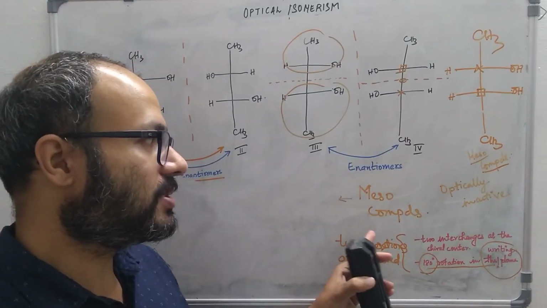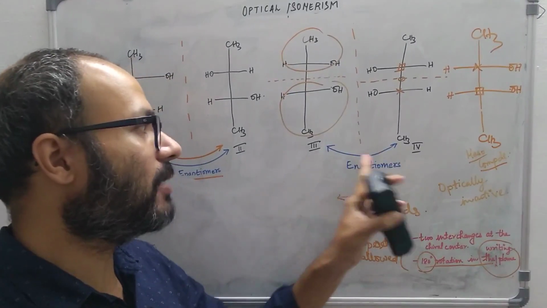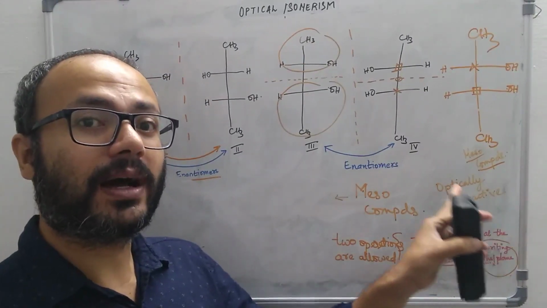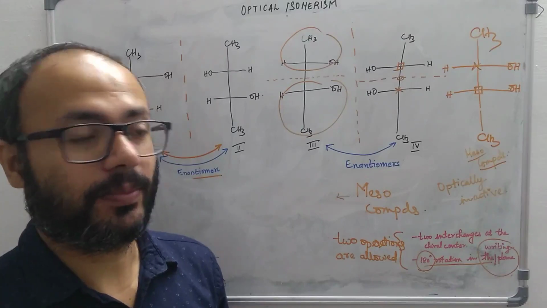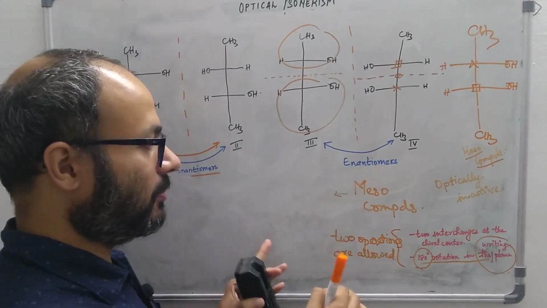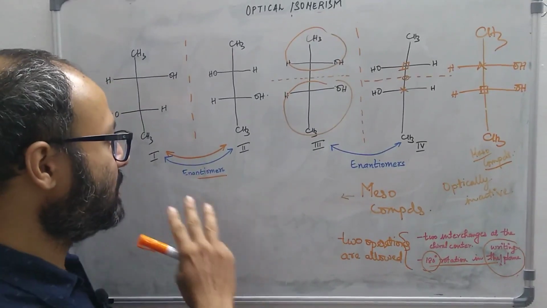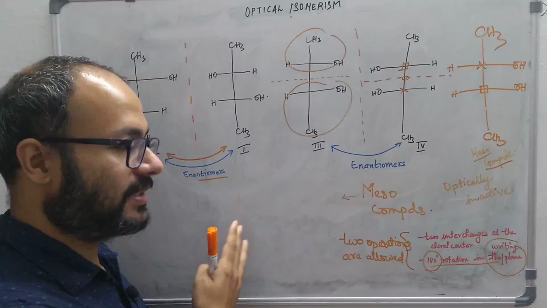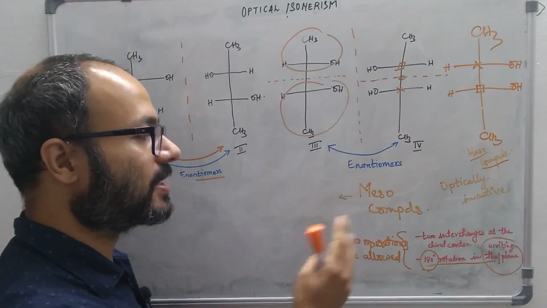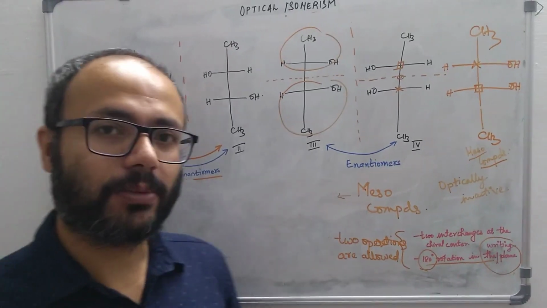So meso compounds are what? Optically inactive, because their mirror image is superimposable on the original molecule. So we have learned 3 particular terms in today's class. One is enantiomers, which we already discussed before. Then we discussed diastereomers, and then we discussed meso compounds. So keep these terminologies in your mind.